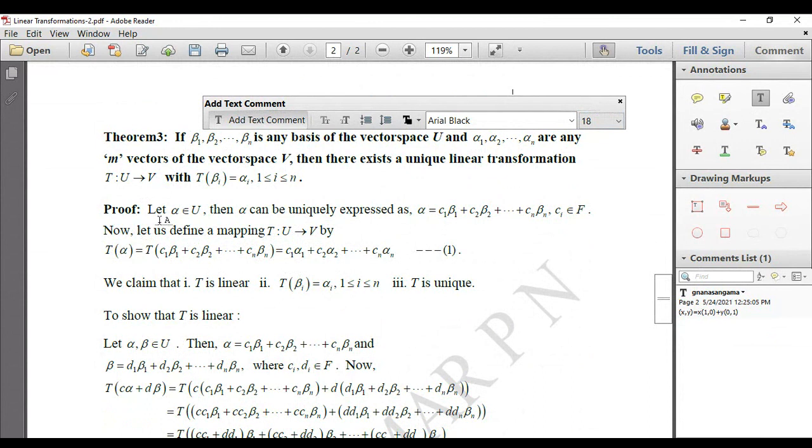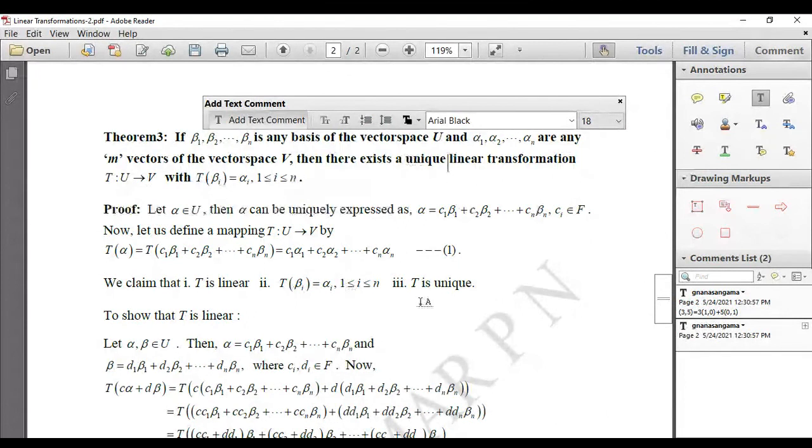Your alpha is a vector in U and this sum is in V. Therefore, the image of alpha is this. Who has defined this? We ourselves. We have defined this one. Now, let us show this mapping is linear so that we are going to get a linear transformation from U to V. And let us also show that the image of each beta i is equal to alpha i, and also show that this mapping is unique.